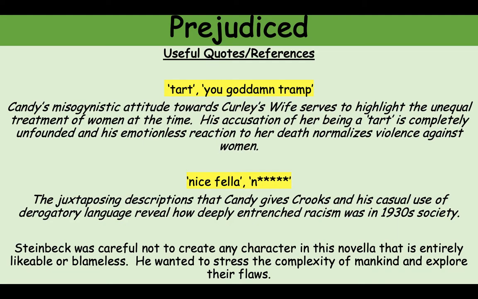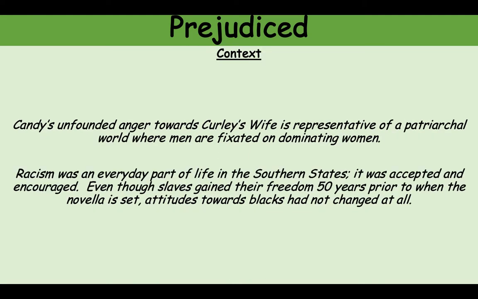So it's important. I think Steinbeck does a really good job in Of Mice and Men of creating really complex characters. He's very, very careful not to create a character that is completely likable or completely blameless. And he does this with Candy with these examples. There are aspects of Candy's personality that aren't very likable. And through this, he's stressing the complexity of mankind, and he's also using this as an opportunity to explore our flaws as human beings.